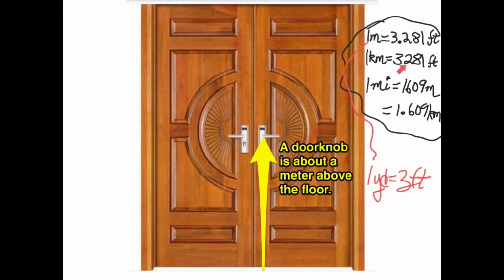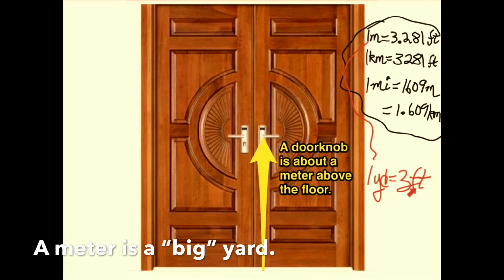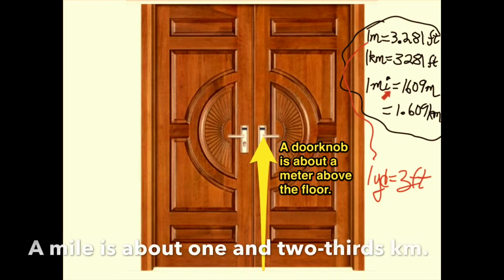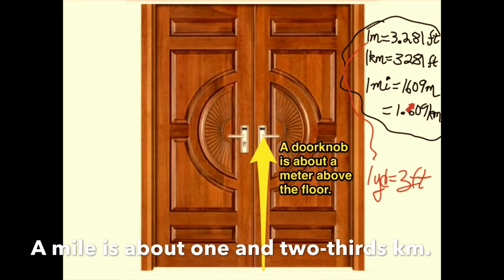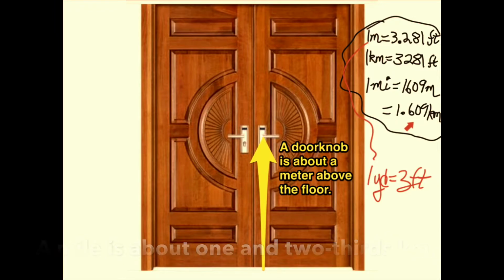1 kilometer is 3,281 feet. Since a meter is 3.281 feet, or just over 3 feet, and a yard is exactly 3 feet, we can think of a meter as being a big yard. 1 mile is 1609 meters, or 1.609 kilometers, or about 1 2/3 kilometers.